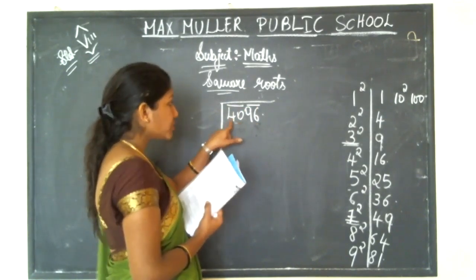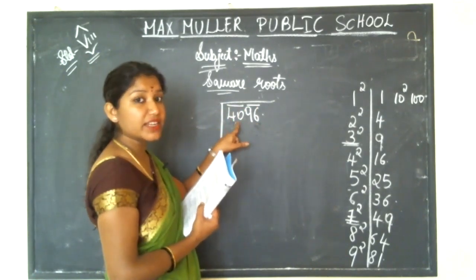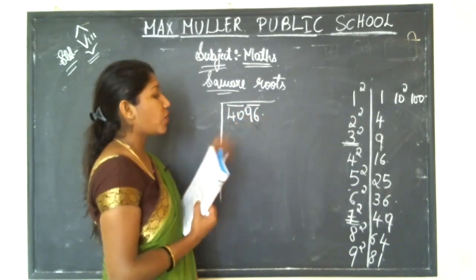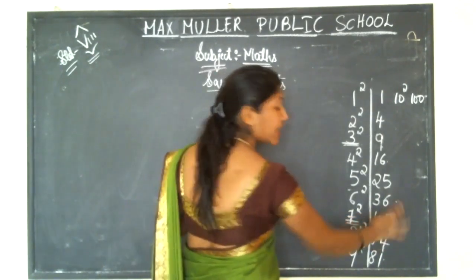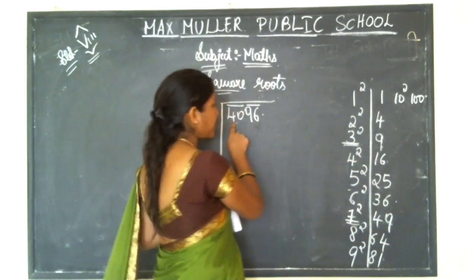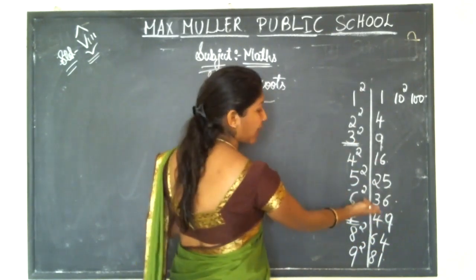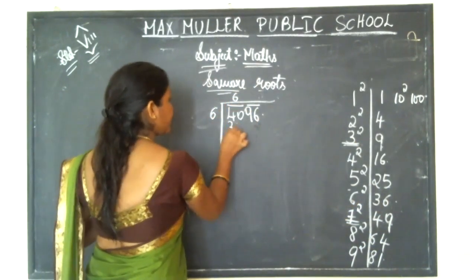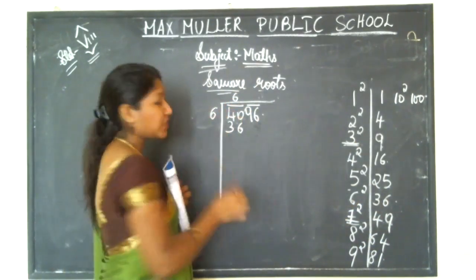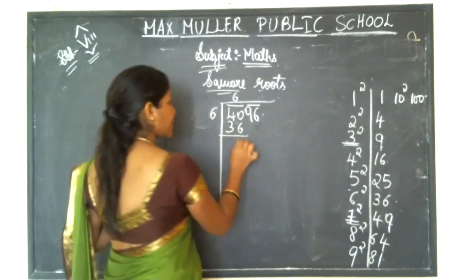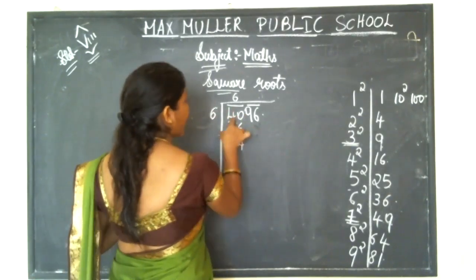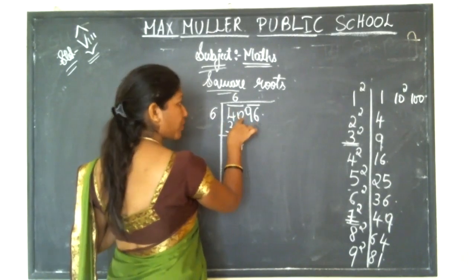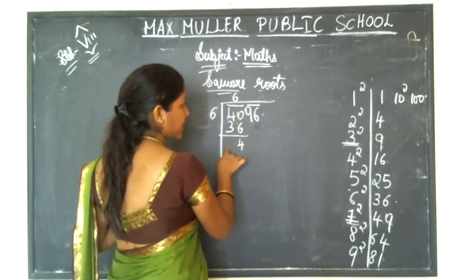So you have to check for the nearer square number for 40. That is 49. It's a higher number than 40. So you have to take 36. That is 6 6s are 36. Hope all understood. Next, 10 minus 6, it is 4. And here you have already borrowed 1. So 3 minus 3 is 0.